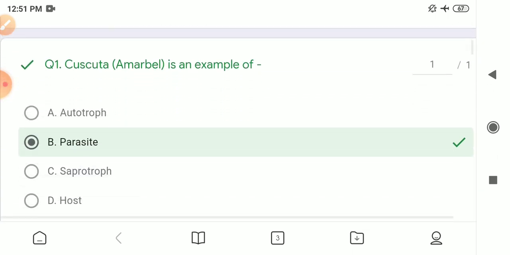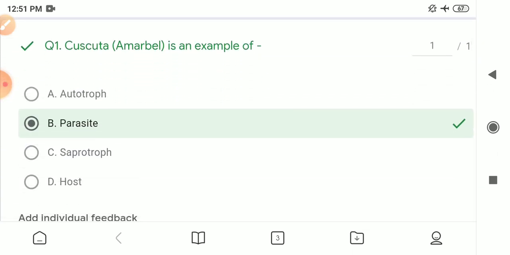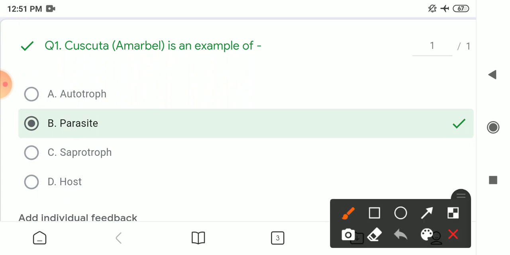In that, the first question is Kaskata or Amarbel is an example of dash. The options are autotroph, parasite, saprotroph or host. So here your answer is option B, that is parasite, as in unit test 2 we had also seen the Amarbel or Kaskata takes nutrition by the parasitic mode of nutrition, taking the nutrition from another organism, so it is a parasite. Your answer is option B, parasite.